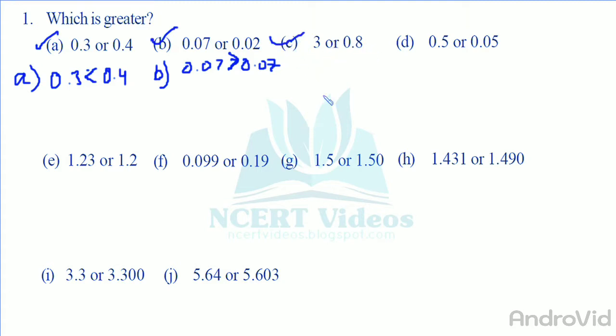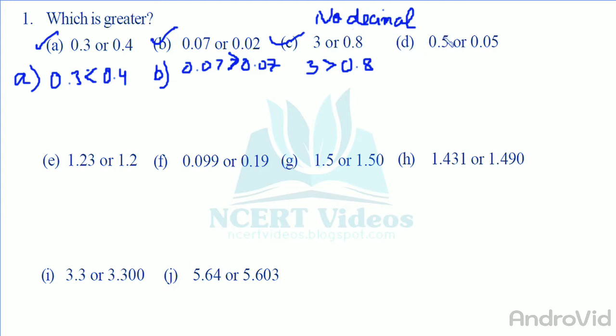C. 3 has no decimal in it. Therefore, it is a whole number, having no decimal. Therefore, it is greater than 0.8. 3 is greater than 0.8. That's how we'll represent it.